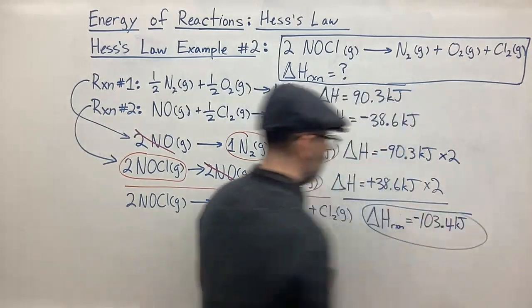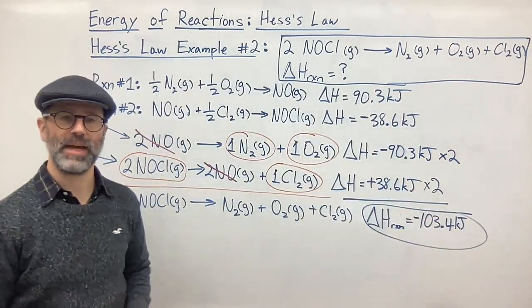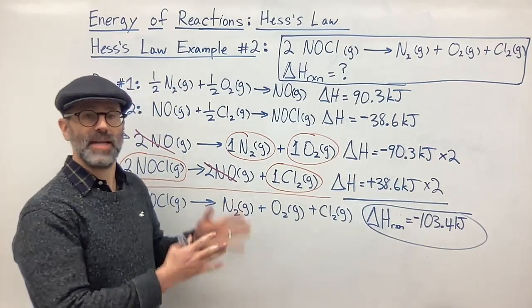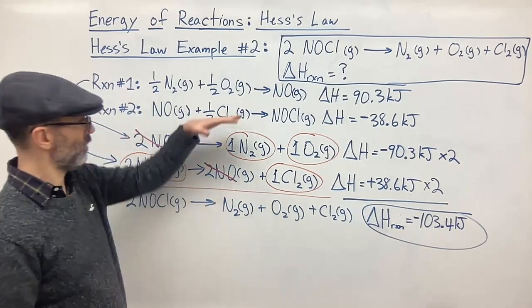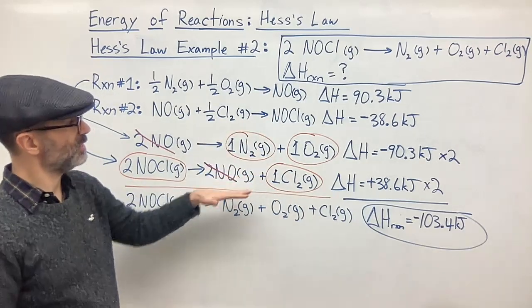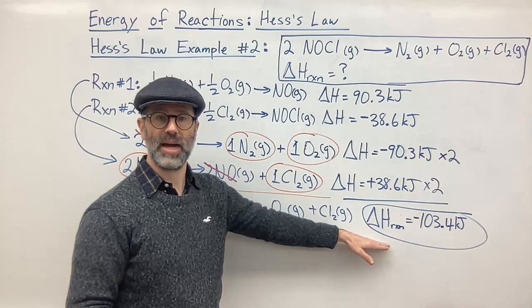kilojoules. So that, ladies and gentlemen, is how you calculate the heat of a reaction using those relationships between the delta H's and their equations, and using Hess's law to add up your equations to get the final delta H or heat of a reaction.